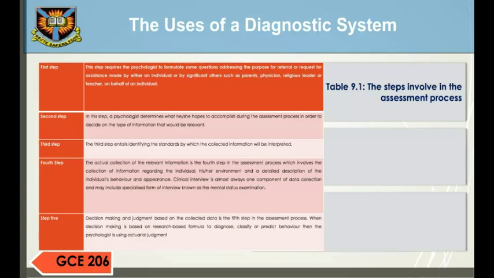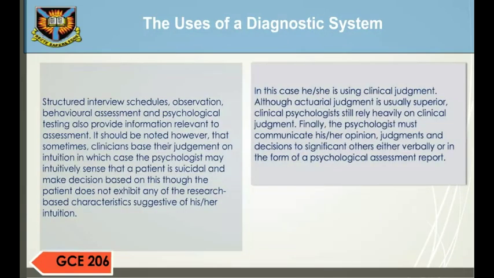status examination. Step 5. Decision making and judgment based on the collected data is the fifth step in the assessment process. When decision making is based on a research-based formula to diagnose, classify, or predict behavior, then the psychologist is using actuarial judgment. Structured interview schedules, observation, behavioral assessment, and psychological testing also provide information relevant to assessment.